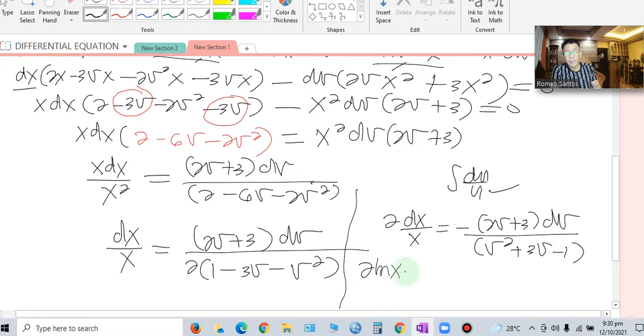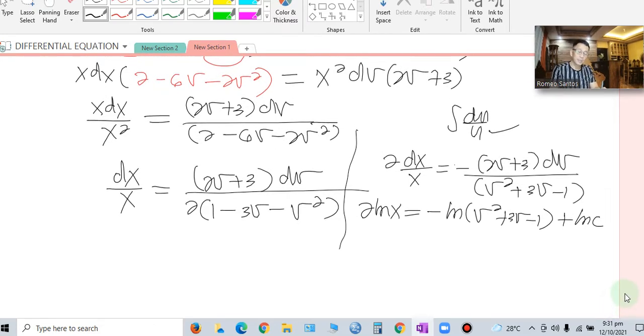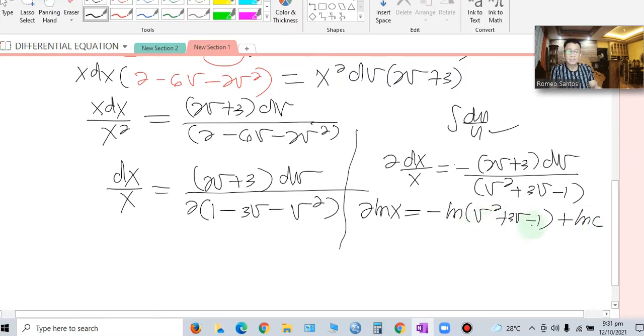2 ln x is equal to negative ln of b squared plus 3b minus 1 plus, para maging maganda yung result natin, igawin natin yung constant ln of c. Okay, okay lang naman yan kasi constant lang siya. So, parang ganyan, pwede natin i-combine to, di ba? Paano mapag-combine? Itong dalawa. So, this is ln x squared. Pwede yan. Plus ito, ln of b squared plus 3b minus 1. This is equal to ln of c.